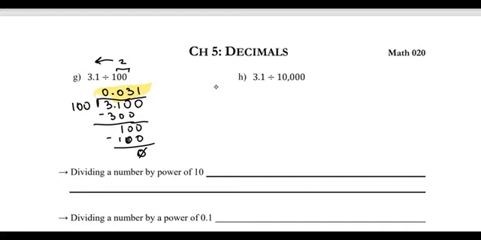Okay, so let's do the last one, 3.1 divided by 10,000. So I have 3.1, and then I have 10,000. All right, so it doesn't go into 3, obviously. It's not going to go into 31. It's not going to go into 310. It's not going to go into 3,100. And finally, it's going to go into 31,000 3 times. So I'm going to have 30,000.